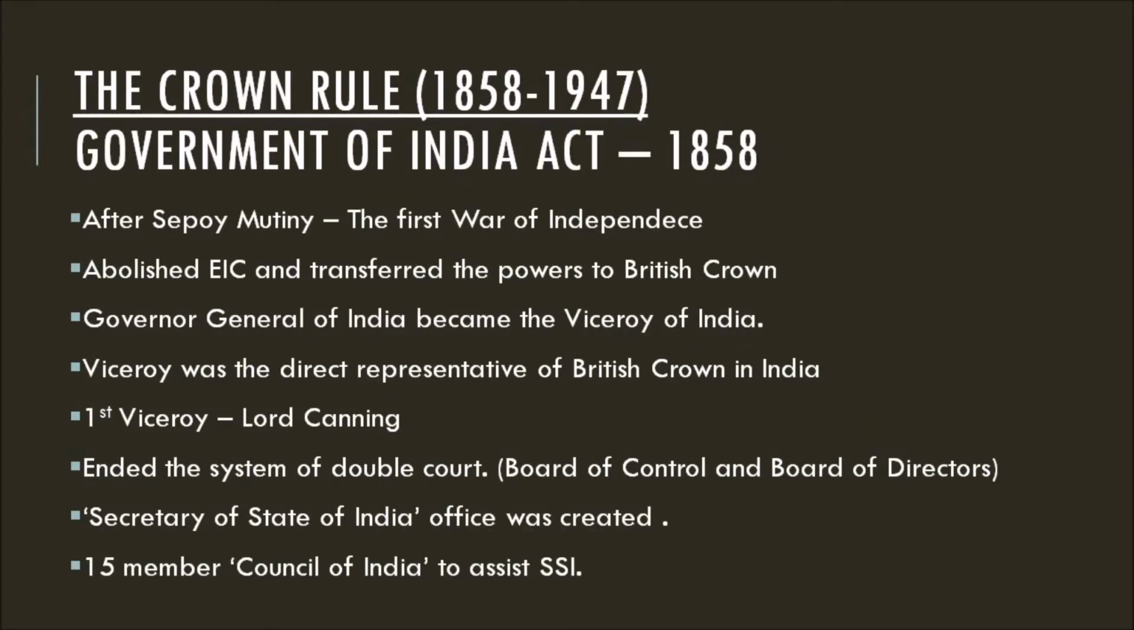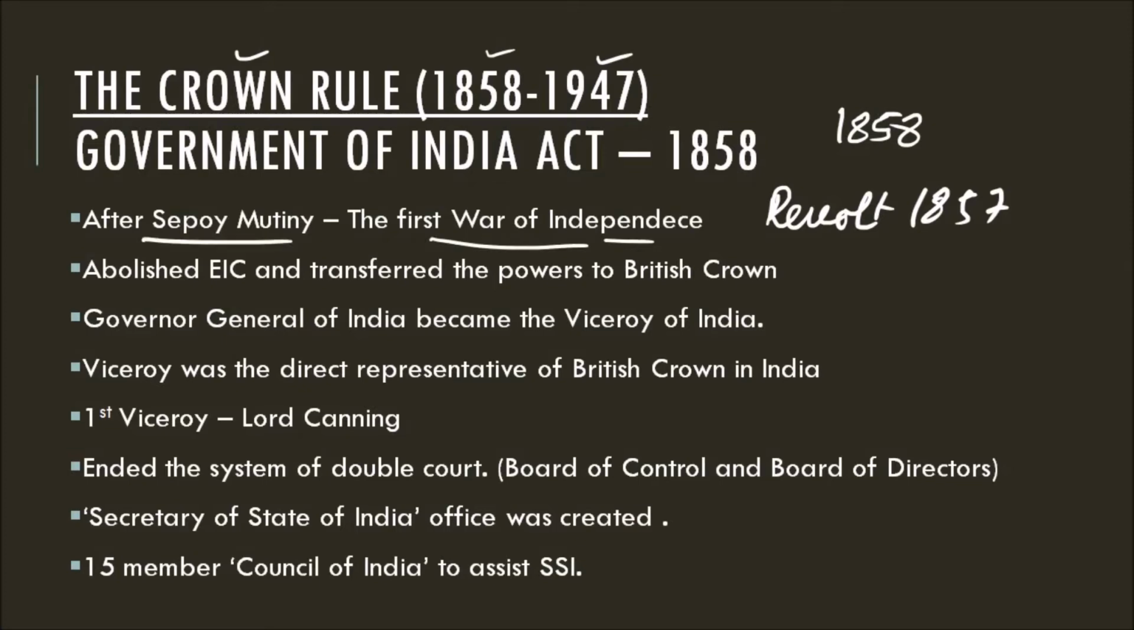The company rule ended in the year 1858. After that started the Crown rule from the year 1858 till independence. After the revolt of 1857, which was also known as the First War of Independence or Sepoy Mutiny, the British government felt that the East India Company was not able to handle the matters efficiently. So it decided to abolish the East India Company and transfer all the powers to the British Crown. That means now the British possessions in India were to be governed in the name of Her Majesty. The Governor General of India now became the Viceroy of India.